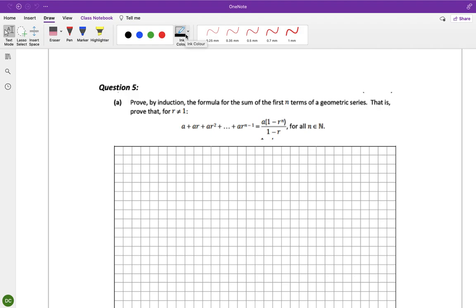Okay, so question 5. Prove by induction the formula for the sum of the first n terms of a geometric series. That is, prove that, for r not equal to 1.